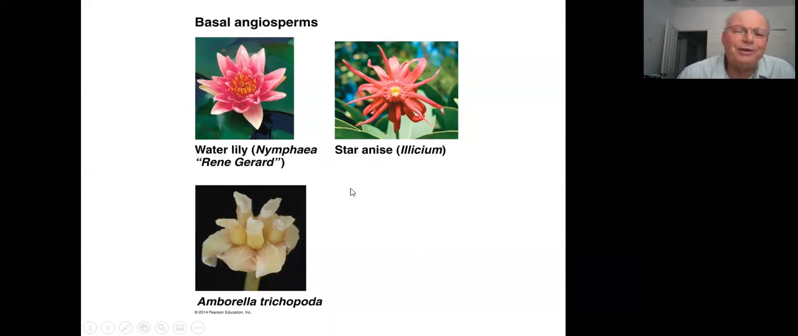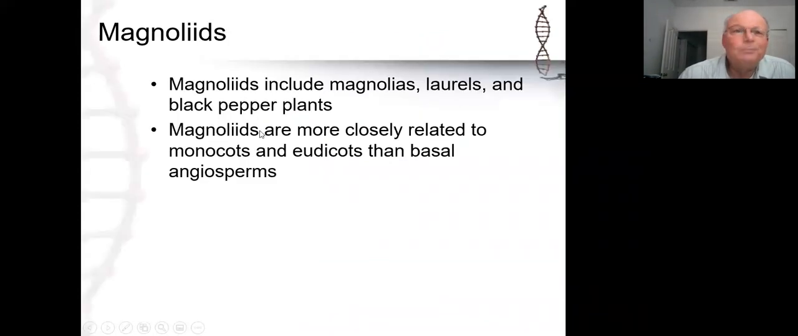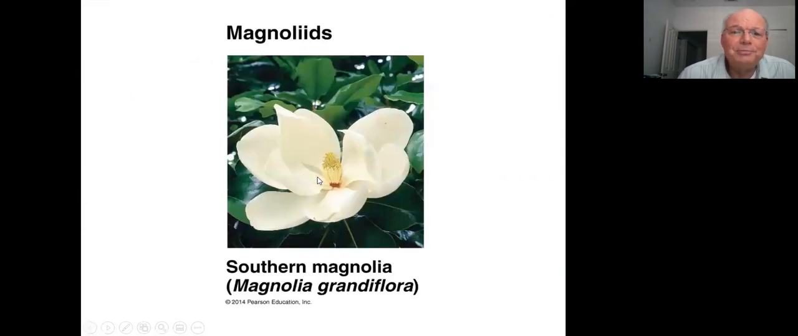Again, originally classified as dicots, now placed basal to the rest of the angiosperms. Then we have the magnoliids, which are the magnolias, the laurels, that's the one I forgot, and the black peppers. These are still considered to be basal to the rest of the angiosperms, but they are more closely related to monocots and dicots, or eudicots, than they are to the true basal angiosperms. So this is a magnolia.